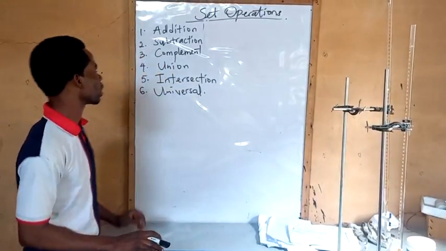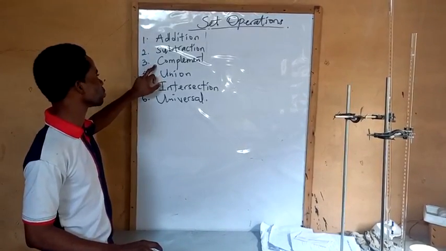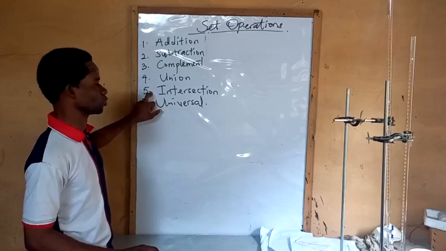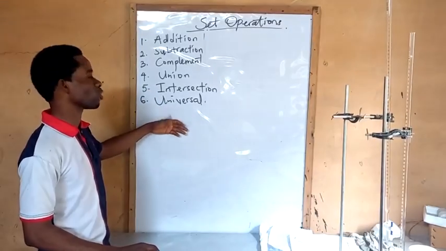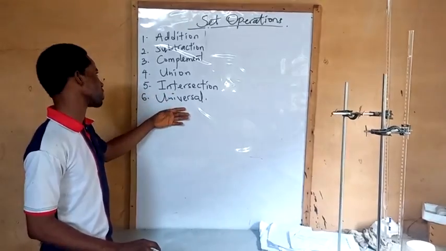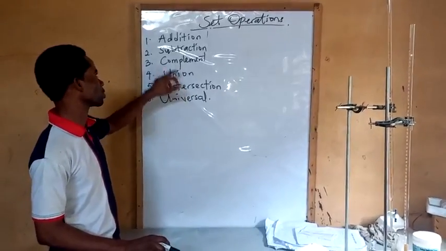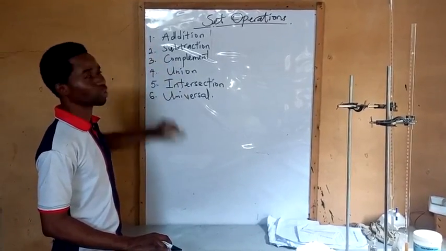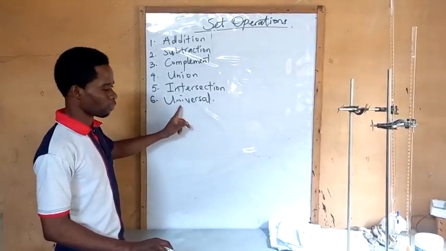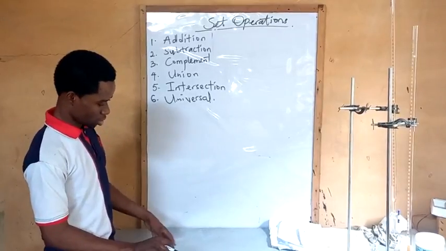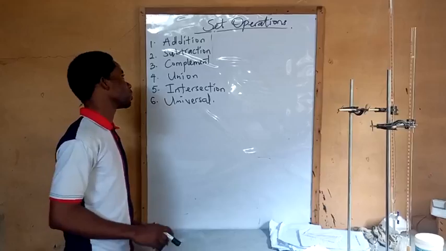Now the set operations: we have addition, subtraction, complement, union, intersection, and the universal. This universal can be regarded as the mother of all sets, because under universal you see intersection, complement, union, and all the rest. That's why you can refer to universal as the mother of all sets. Okay, let's take some questions and solve them together.